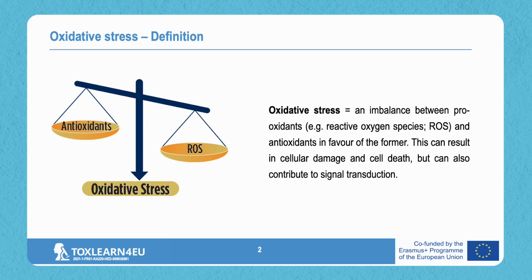And a good example of these prooxidants are reactive oxygen species, or ROS, that can lead to cellular damage and eventually cell death, but that can also contribute to signal transduction.